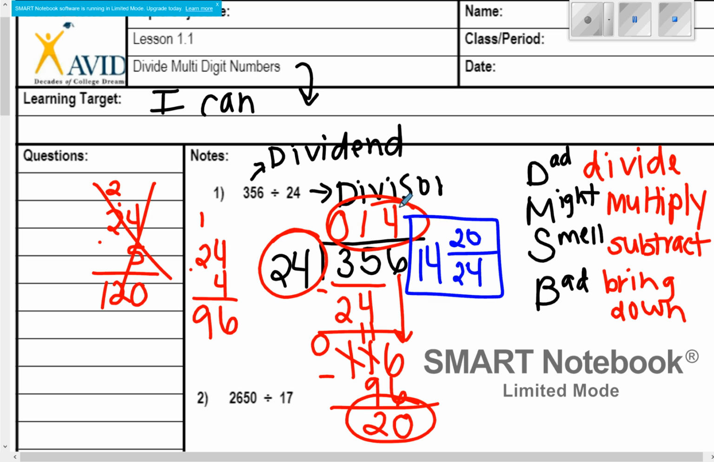However, if the directions ask you to simplify, we would have to reduce this. Both numbers can be divided by 4. So this would be 14. 20 divided by 4 is 5. 24 divided by 4 is 6. This is what our answer would be if we need to simplify. 14 and 5/6.